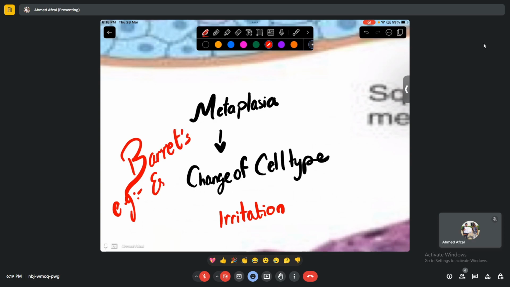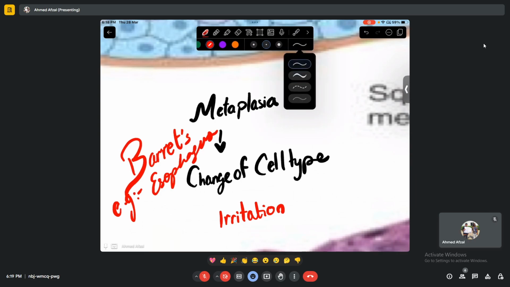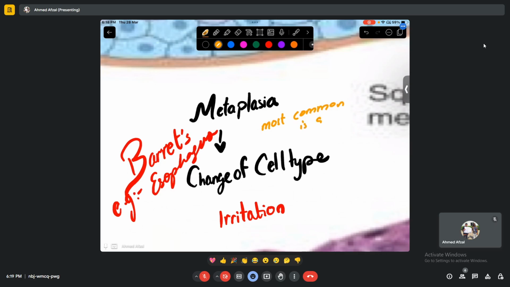That's pathological, and similarly increased stress on heart muscles leading to a change in the muscle type. Most common is squamous to columnar. No, no, sorry, columnar to squamous. Columnar to squamous. Thank you.